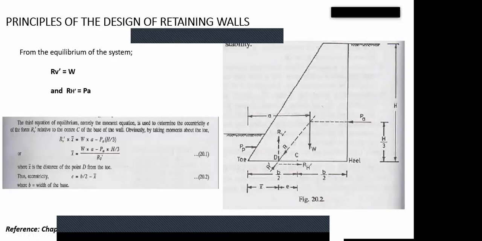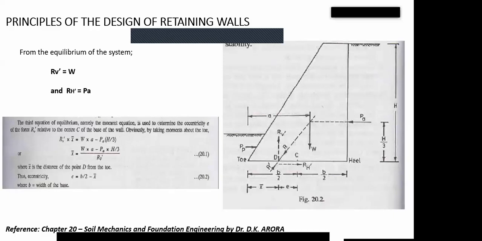Now, obviously, the third equation. We've used our upward forces equal to our downward forces, and we've also used our horizontal forces, left-hand forces equal to right-hand forces. The other condition of equilibrium is to take moments. Why we are taking moments is that it is crucial for us to know the concept of eccentricity in a retaining wall, because we are going to use it in our design too.